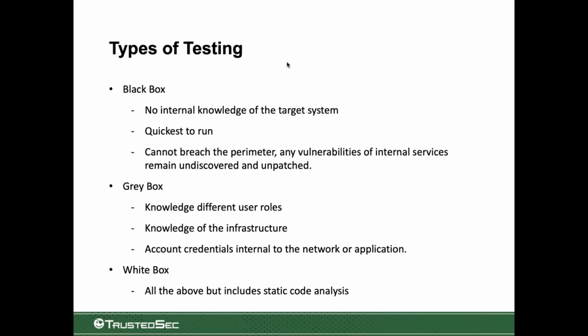A gray box test is probably the most popular for application type stuff. You get knowledge of the infrastructure, you get knowledge of all the different user roles and what they do. You get account credentials so that you can log into the network or the application, or whatever the case may be. And then in a white box test, we would do all of that stuff, but we also do static code analysis in that situation. So that would be a little bit more pertinent for an application, versus looking at the segmentation on an entire VPC network or something along those lines.